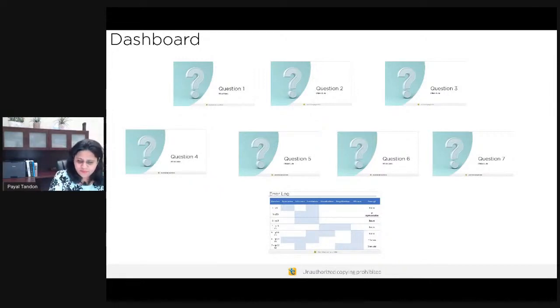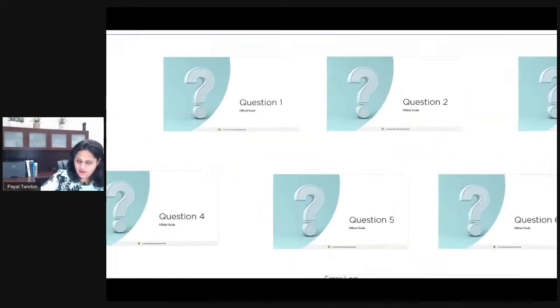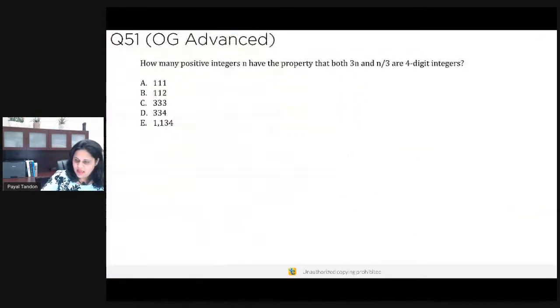Now, the top 3 questions here are problem solving questions, and the bottom 4 questions are data sufficiency questions. So we have 3 problem solving and 4 data sufficiency questions. All right. Let's get into our question solving mode. Question number 1, and here is your question. Go ahead and solve it.